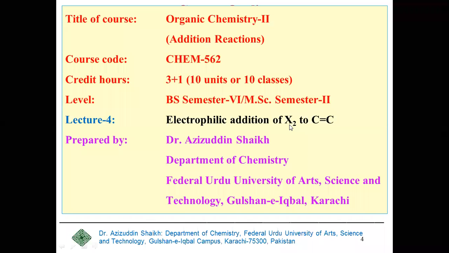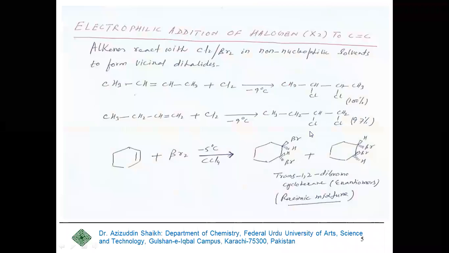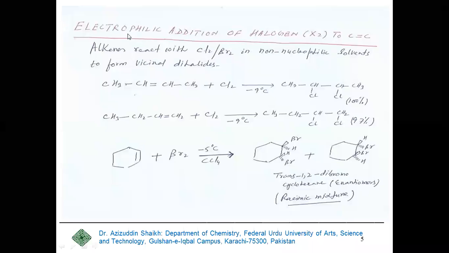The title of this lecture 4: electrophilic addition of X2 halogens, chlorine, bromine, and iodine, to carbon double bond carbon. This is our fourth lecture. In the previous lecture, we discussed electrophilic addition of halogen acid to carbon double bond carbon. Now we are discussing addition of halogen to carbon double bond carbon.